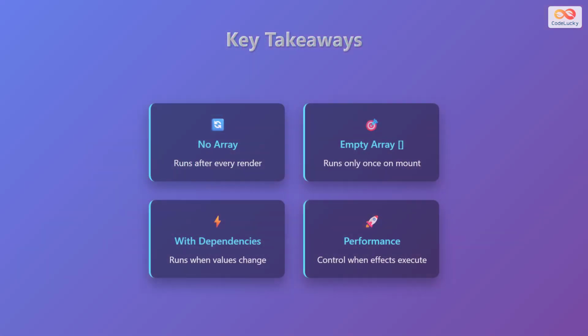Here are some key takeaways regarding the useEffect dependency array. When there is no array, the useEffect hook runs after every render. With an empty array, the useEffect hook runs only once on mount. With dependencies, the useEffect hook runs when the dependency values change. By using the dependency array effectively, you can control when effects execute, leading to better performance in your React applications.